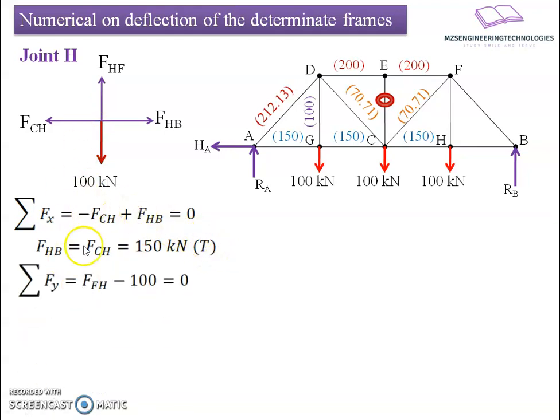If I go towards the vertical forces, it will be FH minus 100. So it results into FH equals 100 kilonewton. I will mark these forces in the picture and move to the next one, joint B.